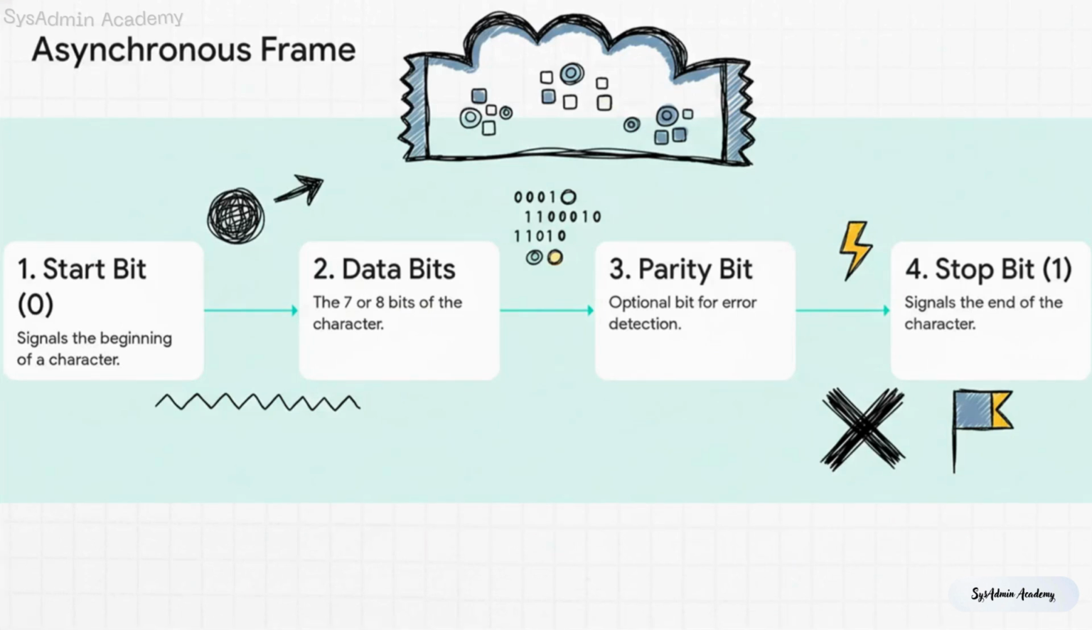Well, in the most common form of serial communication, called asynchronous, we do something really smart. We wrap each and every character in its own little digital package, called a frame. Think of it like putting a letter in an envelope. It has a clear beginning and a clear end. First, you get a start bit. That's always a 0. Then you get the actual data bits, the character itself. You might get an optional parity bit for a quick error check, and then you get a stop bit, always a 1 to say, hey, we're done here.